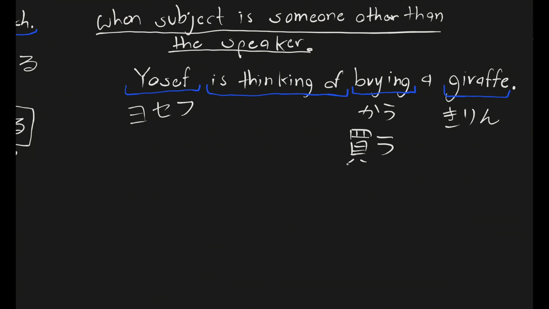Now how would we form the sentence? Pause here if you want to try. If you don't want to try and you just want to walk through, that's what we're going to do right now. So we're going to start with Yosef-san. Yosef-san wa, what is Yosef-san doing? Well, he's buying a giraffe. Or thinking of it. Yosef-san wa kirin o.